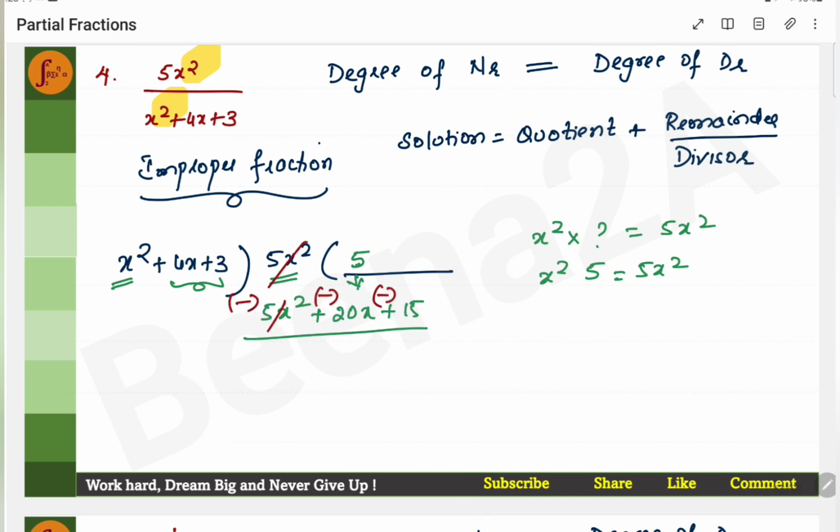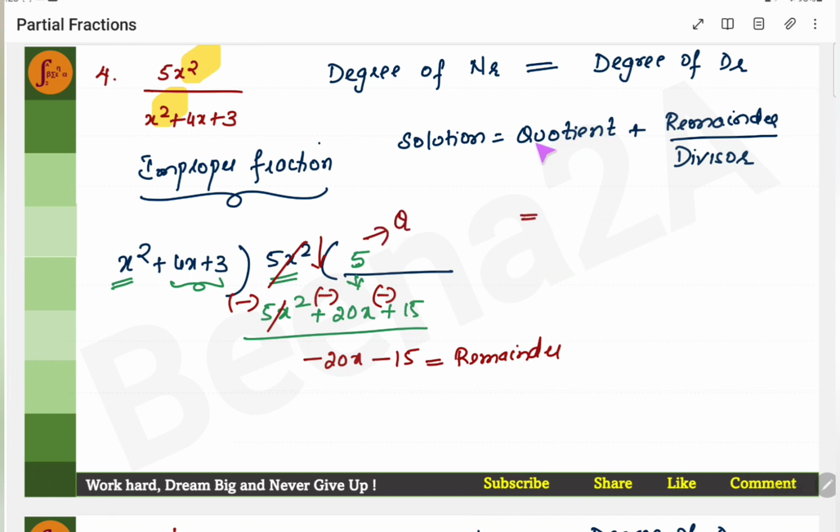So, this will get cancelled. We'll be left with minus 20x and minus 15. So, this is the remainder. Because there is nothing to carry forward, we'll stop it here. So, this becomes the remainder. This becomes the quotient. So, now we will substitute. The answer is, what is the quotient? 5. What is the remainder? Minus 20x minus 15, right? And the divisor is x square plus 4x plus 3.